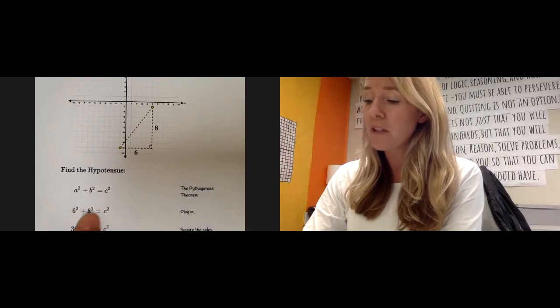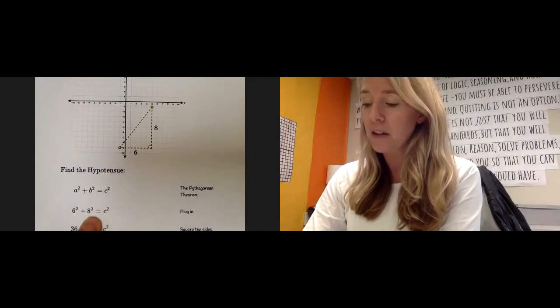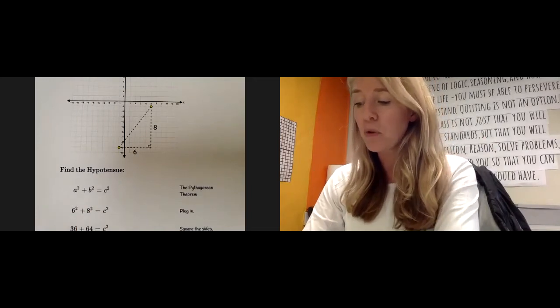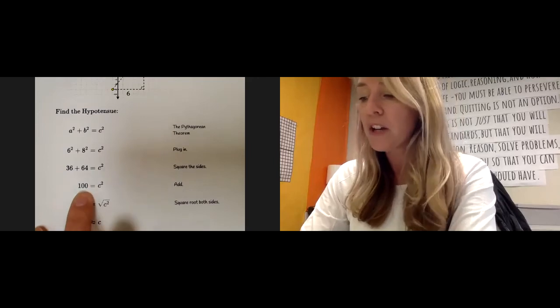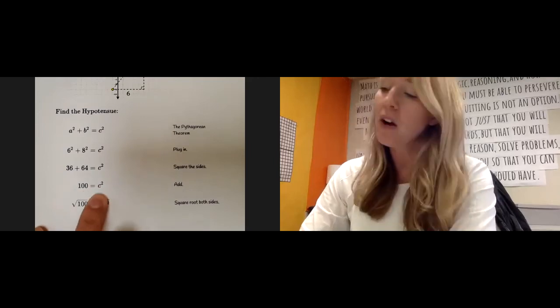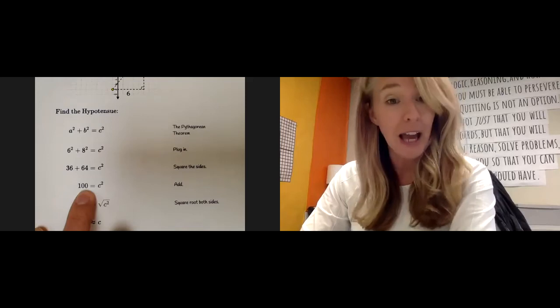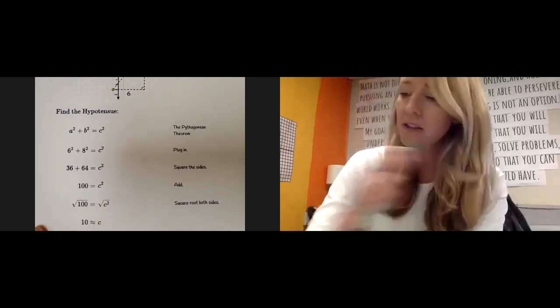So a squared plus b squared, so 6 squared plus 8 squared. Simplify those. 6 times 6 is 36. 8 times 8 is 64. Combine to get 100. Right there. 100 equals c squared. Maybe you know right away. Say, oh, what number times itself is 100? 10. Okay, or if you're not sure, that's fine.